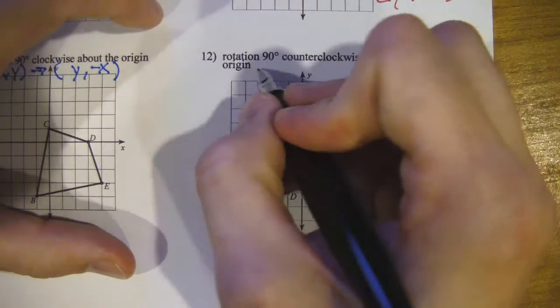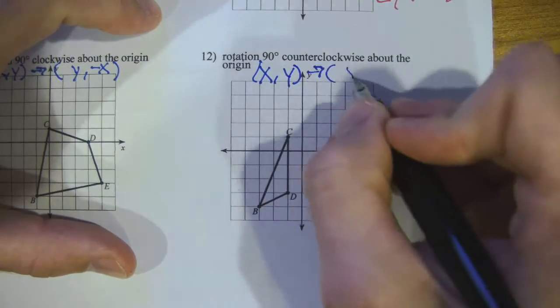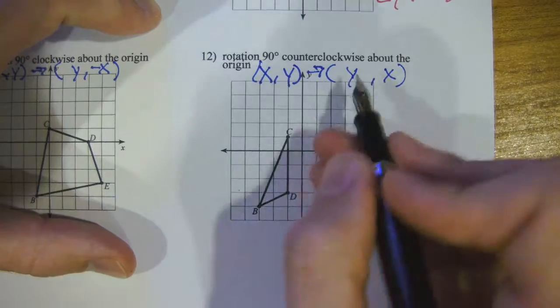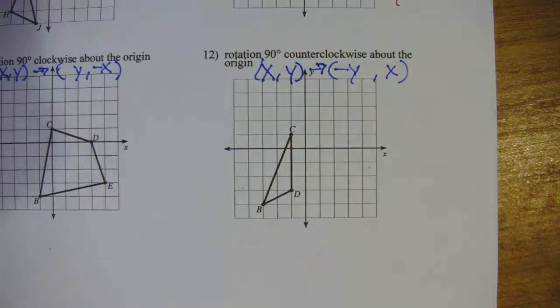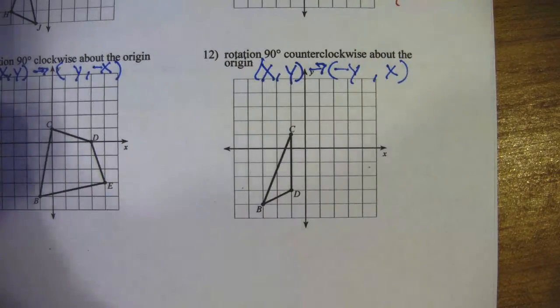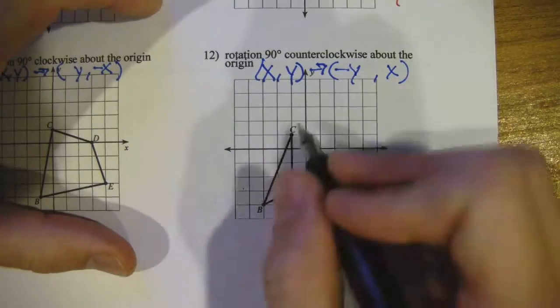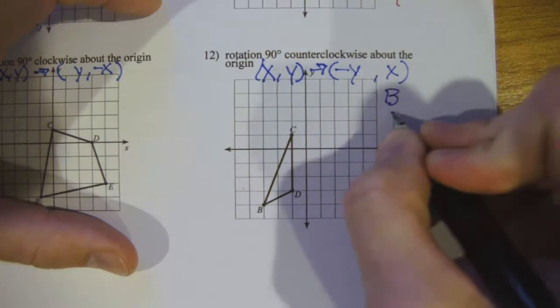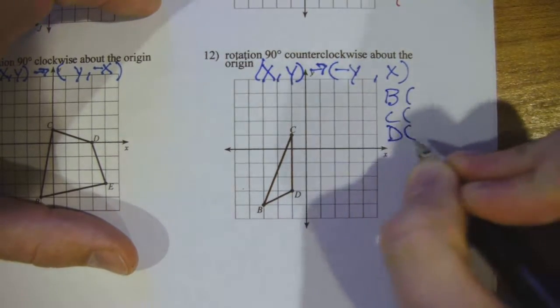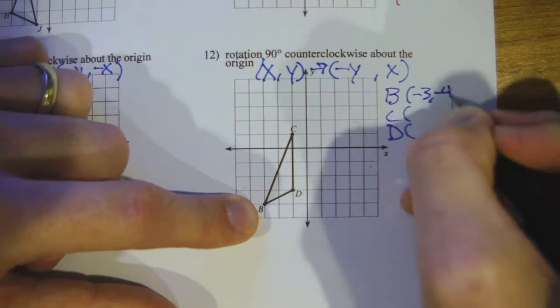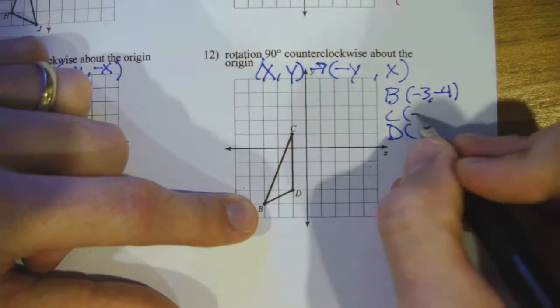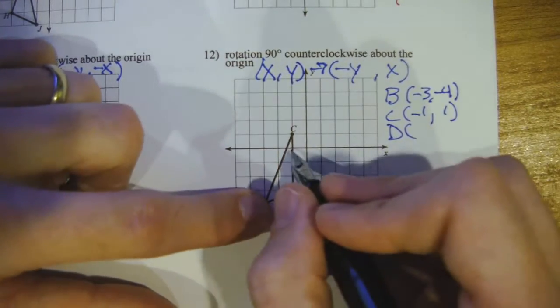90 degrees counterclockwise. So that's X's and Y's. Counterclockwise means that the left-hand side becomes opposite. Again, 90 degrees means X's and Y's trade places. Counterclockwise, left-hand turn, so left-hand side becomes opposite. Wonderful. All right, well, let's see what we can do here. Oh, wrong pen. Here we go. So B, C, D again. B is at -3, -4. C is at -1, 1. D is at -1, -3.